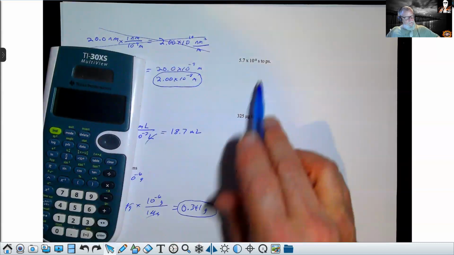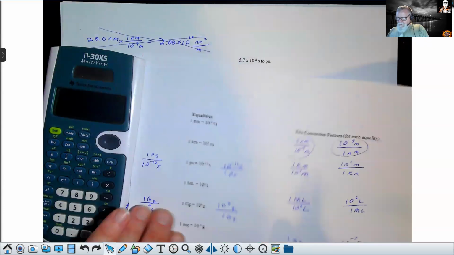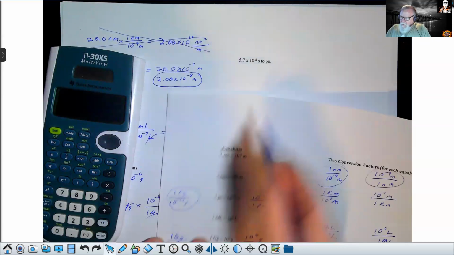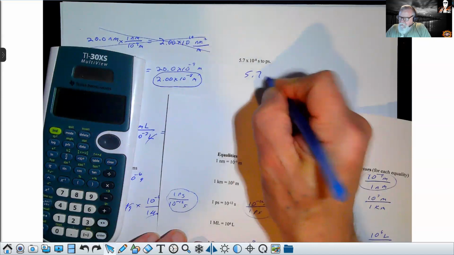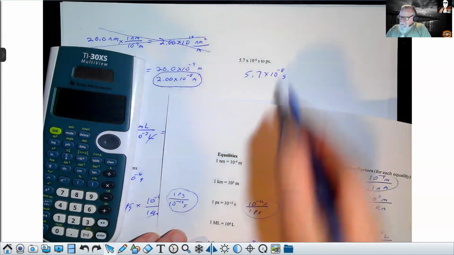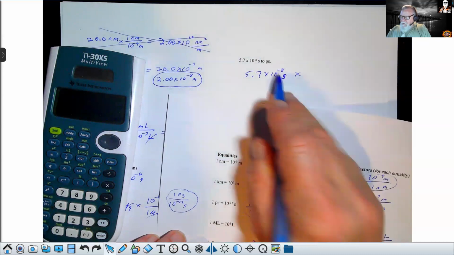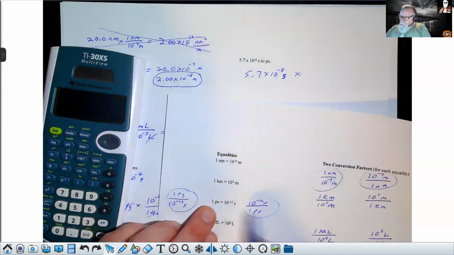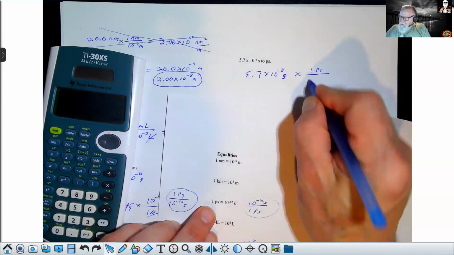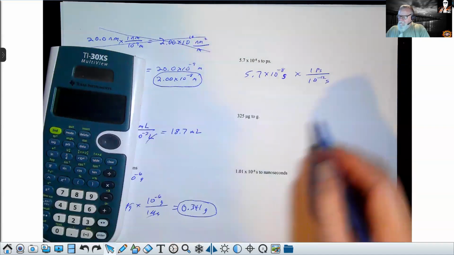Seconds to picoseconds. I think we had the picoseconds one. Yeah, we did. So we have two conversion factors for picoseconds, this one and this one, right? We have 5.7 times 10 to the negative 8 seconds. We want to go to picoseconds. That's a seconds, not a grams. So we want to have picoseconds on top, right? So 1 picosecond divided by 10 to the negative 12 seconds. All right. Now our seconds cancel out.